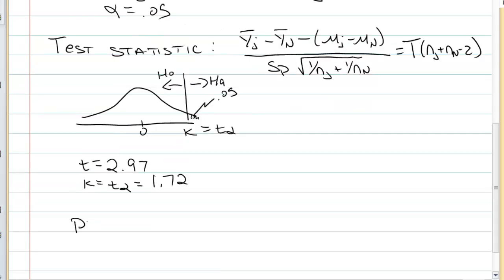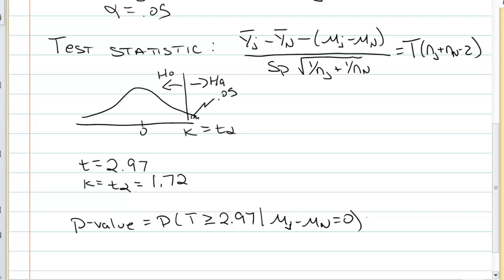Remember the definition of p-value. It's given that the null is true. It's the probability that our test statistic, in this case t, will be as extreme or more extreme than the sample value, given mu juvenile minus mu nestling equals 0. And that's the probability we're going to want to calculate in R.